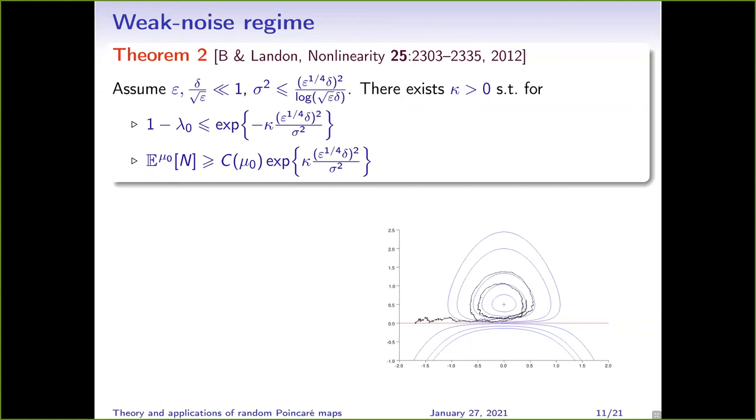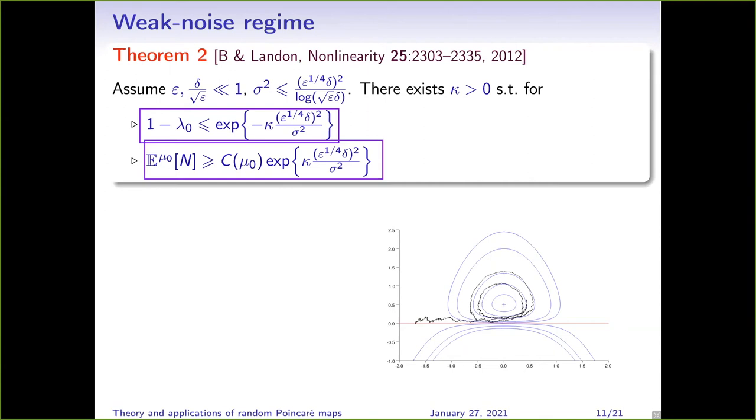So I have to be far away from the boundary where the P is no longer a focus. And then there's this condition on the noise intensity, which has to be smaller than this particular function of epsilon and delta, where you can forget about the logarithm, it's not very important. Then one minus the principal eigenvalue is exponentially small as a function of these parameters. And as a consequence, the expected number of small oscillations is exponentially large.